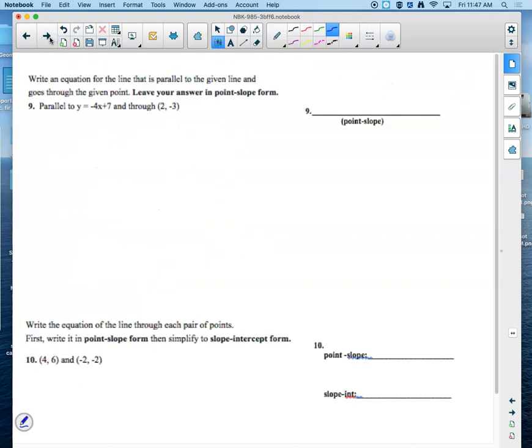Number 9. Write an equation for the line that is parallel to the given line and goes through the given point. Leave your answer in point slope form. Parallel to y equals negative 4x plus 7 and through the ordered pair (2, negative 3). So help me out. What do you know about parallel lines? Oh, do we know the slope of that line? It's right there, isn't it?